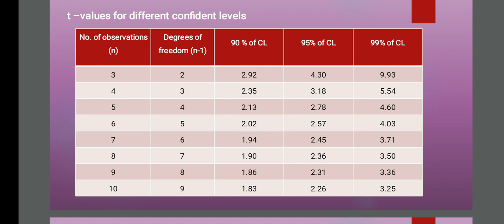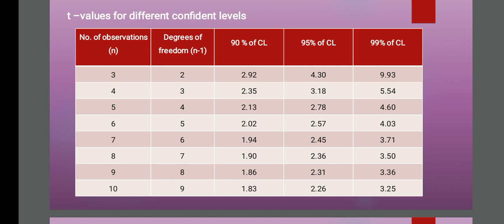So confidence levels 90%, 95%, and 99% they have given. I'll say one example. If the number of observations is 3, different titrations you are doing for the same thing, the degrees of freedom will be n minus 1, which is nothing but 2. If it is 90% confidence level, the value is 2.92. If it is 95% confidence level, the value is 4.3. And if it is 99%, it is 9.93. What you have to do here is, the t value has to be calculated.